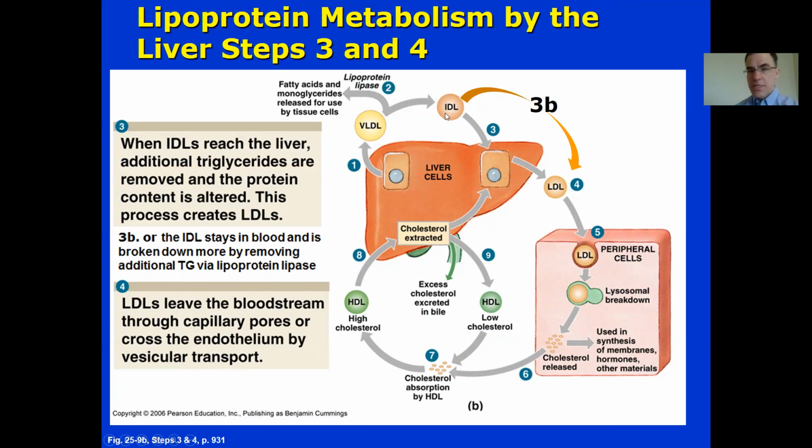The intermediate density lipoprotein has 2 fates. Some of them can remain in the blood, but most of them will return back to the liver. Inside the liver, the liver will attach more cholesterol to the IDL, and that changes the IDL into what's called the LDL, or the low density lipoprotein. The LDL then is going to be excreted into the blood and it's going to circulate.